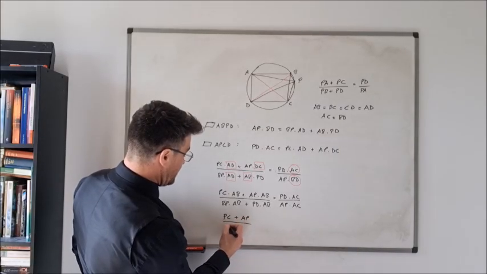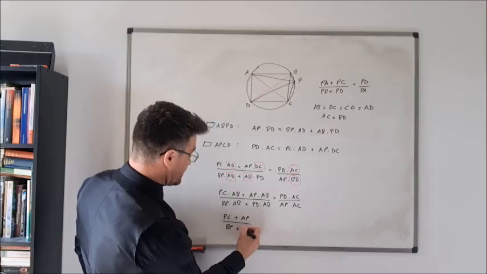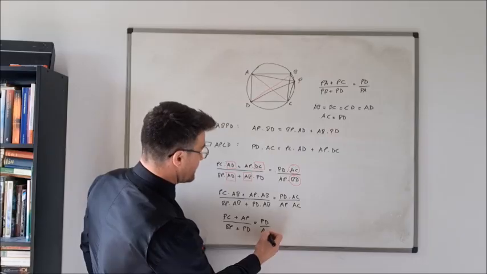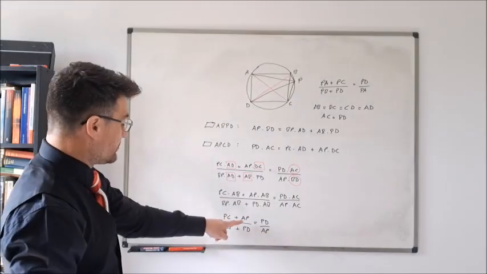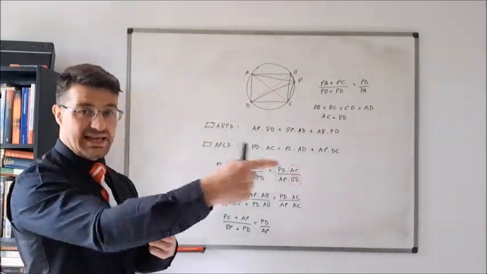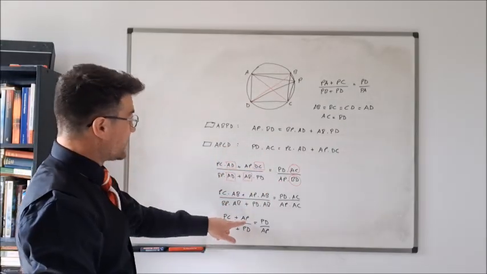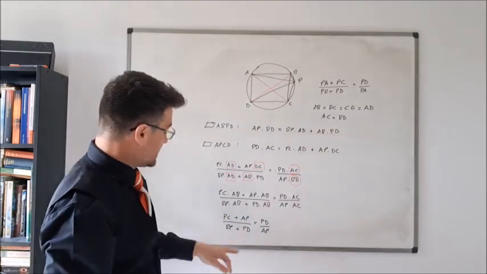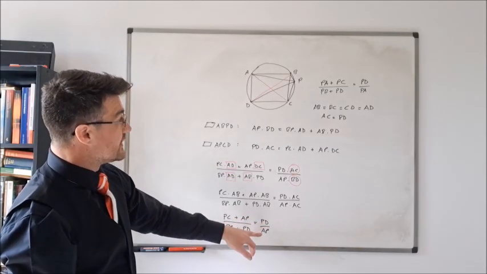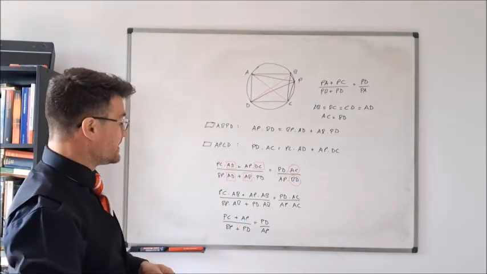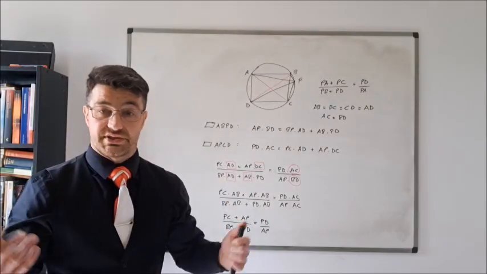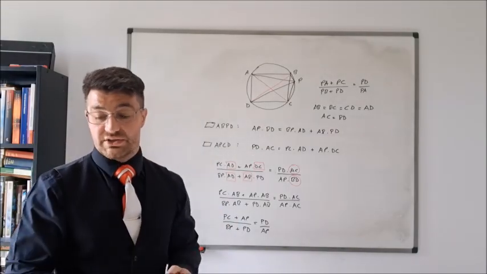So we're just going to be left with PC plus AP over BP plus PD equals PD over AP. Okay, it doesn't matter whether I write AP or PA, the distance from P to A is the same as the distance from A to P. So we've got PC over PD plus PD equals PD over PA. And that's the demonstration of this particular theorem, or the solution to this particular problem. So it all hinges on Ptolemy's theorem.